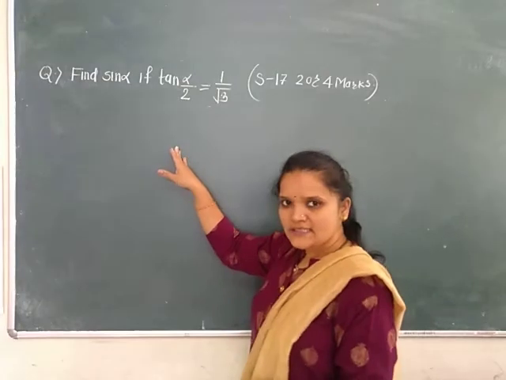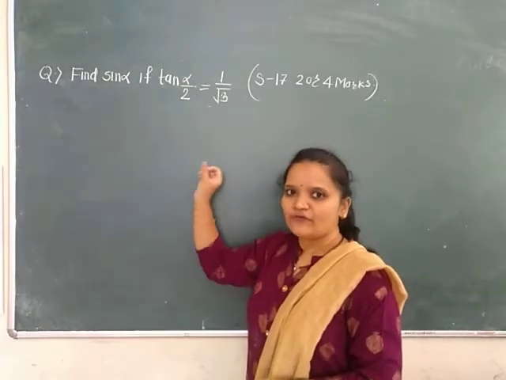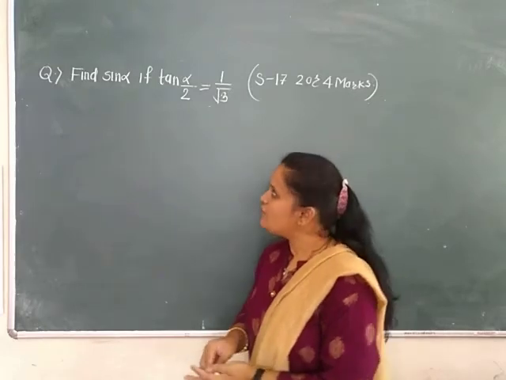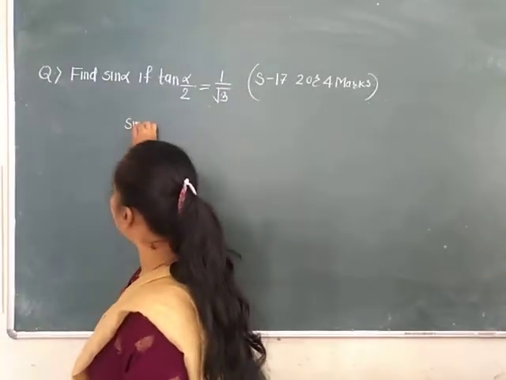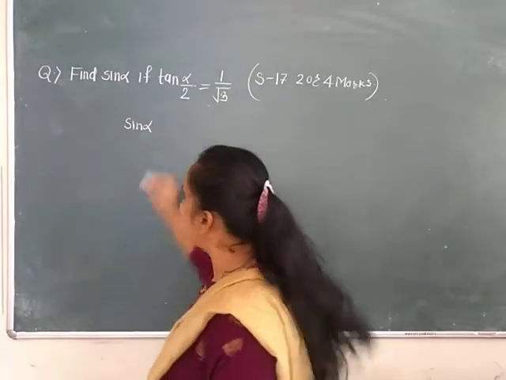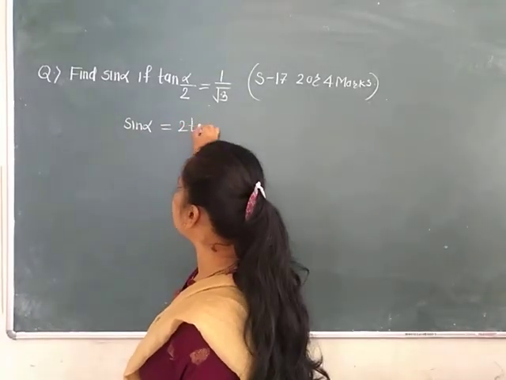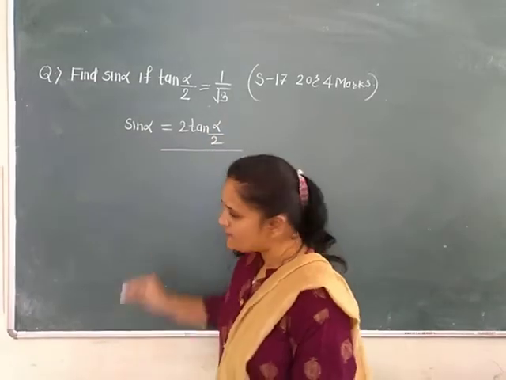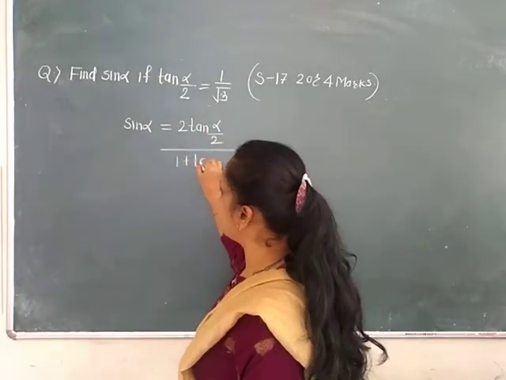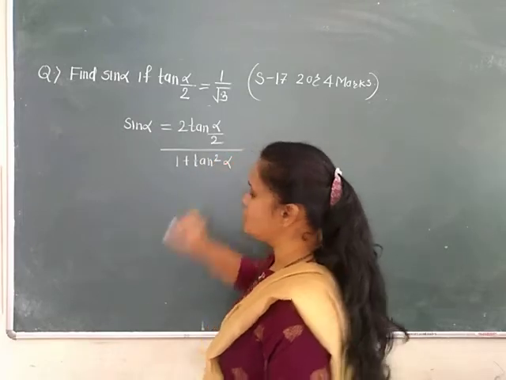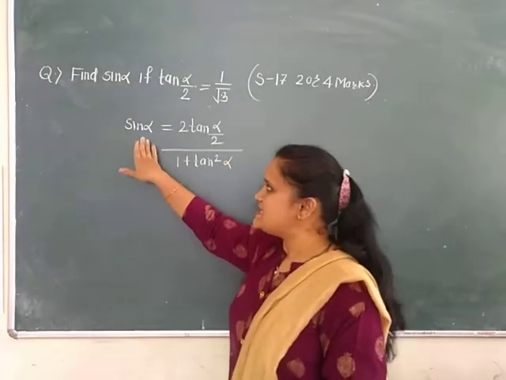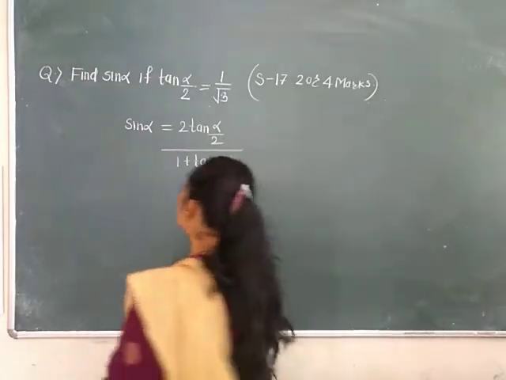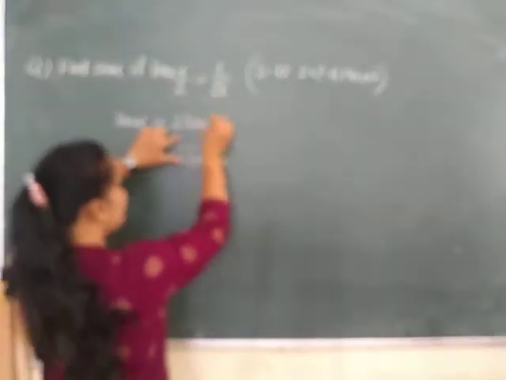To solve this question we have to know one formula of sine in which there is a tan value. We have to recall this formula: sin alpha is equal to 2 times tan alpha by 2 divided by 1 plus tan square alpha by 2. This is the formula in which sin alpha can be written in the form of tan alpha by 2. So I will write for all the values here.